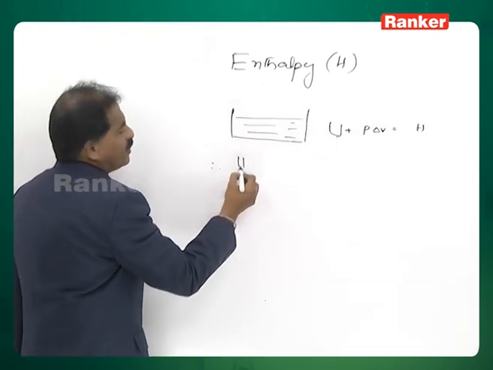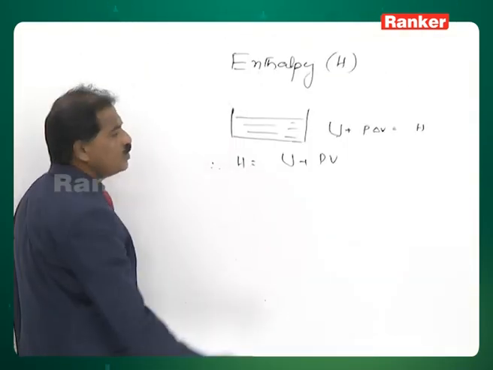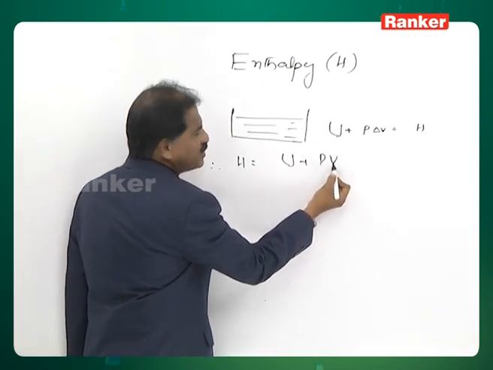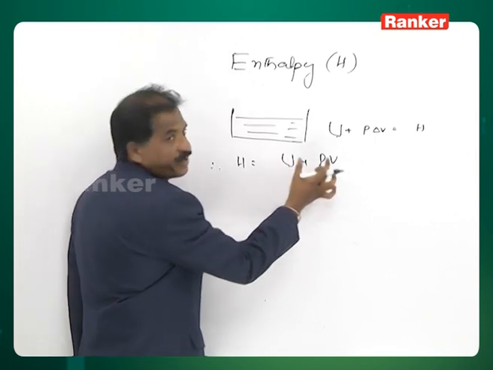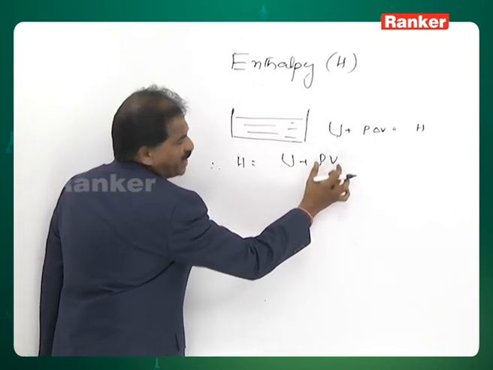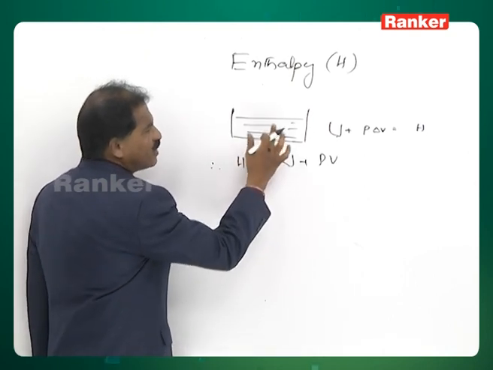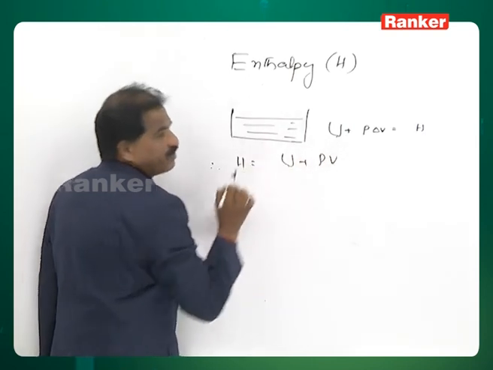Therefore, enthalpy H is equal to U plus PV. Here U is internal energy, P is pressure, V is volume. Pressure and volume, this is called one particular form of energy. It need not be expansion form of energy. Just if some other form of energy is present inside the system, we are representing it with the PV.